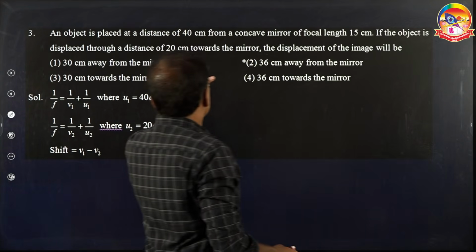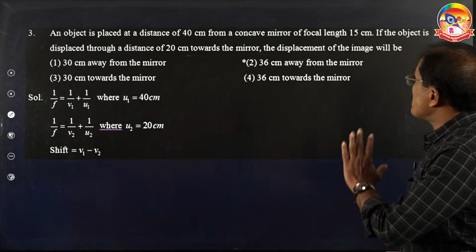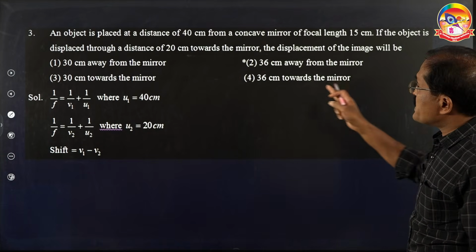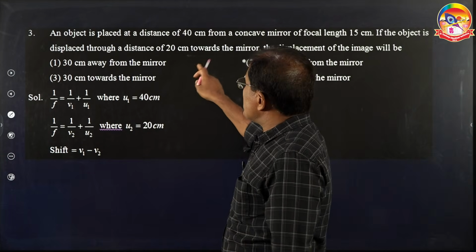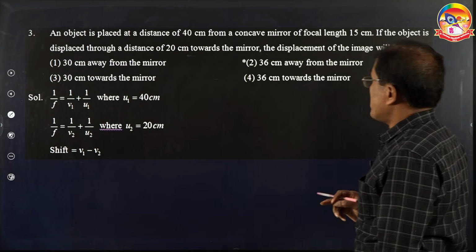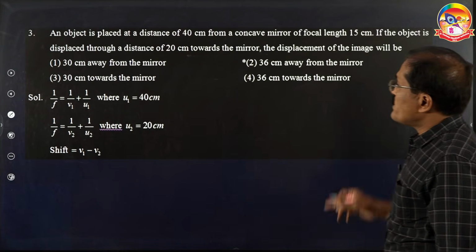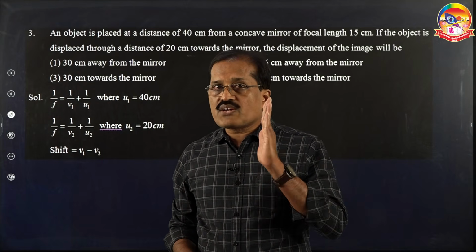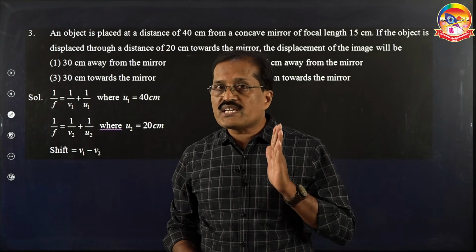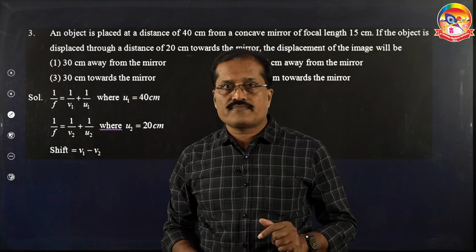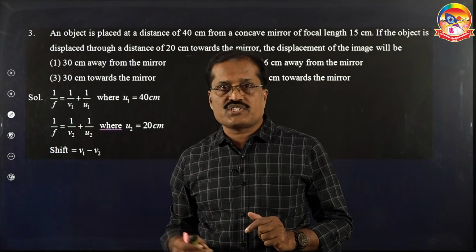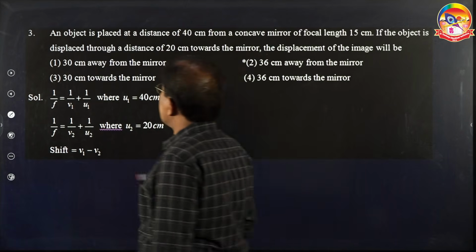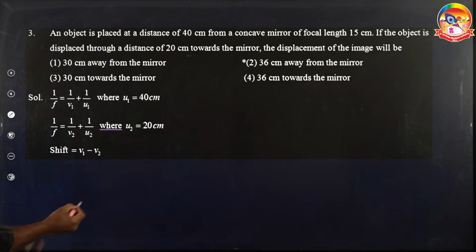An object is placed at a distance of 40 centimeter from a concave mirror of focal length 15 centimeter. The object is displaced through a distance of 20 centimeter towards the mirror. The displacement of the image will be equal to what actually? In this case you can see, first of all, we need to calculate the position of the image, that is V1, and the distance of the image in the second case also we need to calculate.